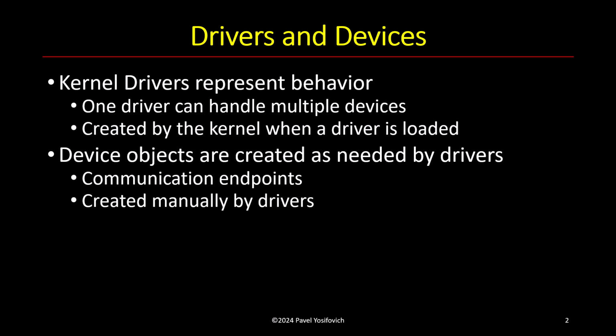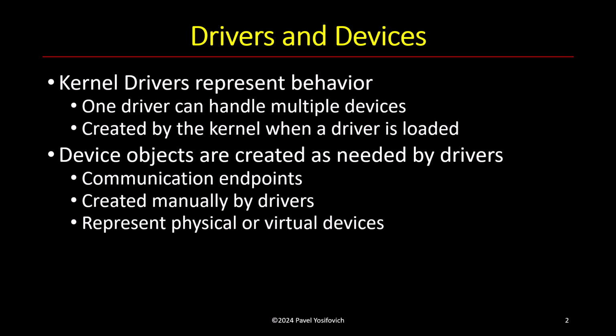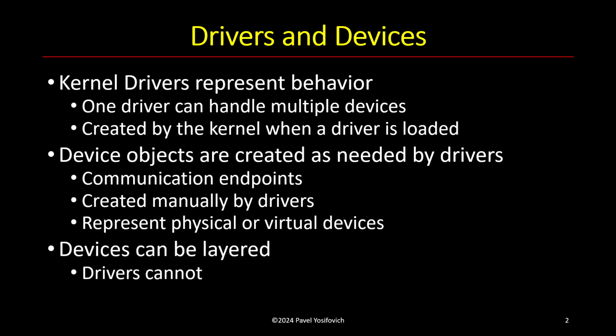Device objects are created manually by drivers as needed, whereas a driver object is created by the kernel to represent the existence of the driver. And devices represent physical or virtual devices. So a device object could represent your network card, for example, but could also represent some virtual device, like the device created by the Process Explorer driver when it's running with admin privileges.